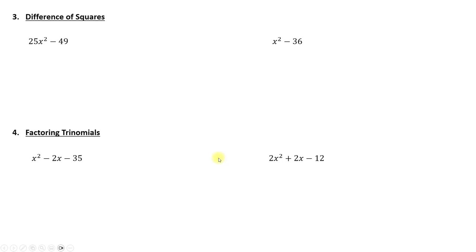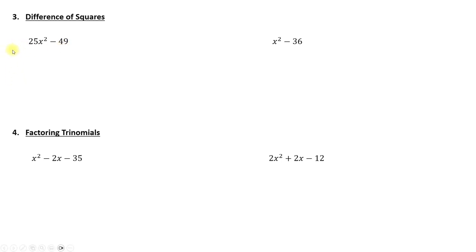Difference of squares. Well, a difference of squares is recognizable when this is a perfect square, and this is a perfect square, and it's separated by a negative sign. So numerically, 5 is the square root of 25, and x is the square root of x squared, and 7 is the square root of 49.